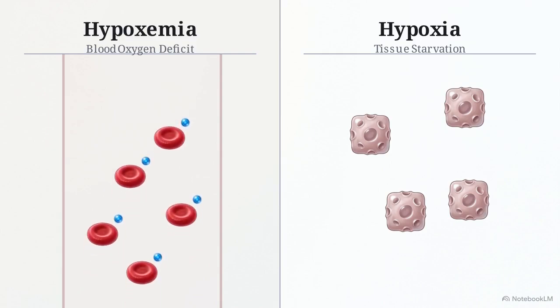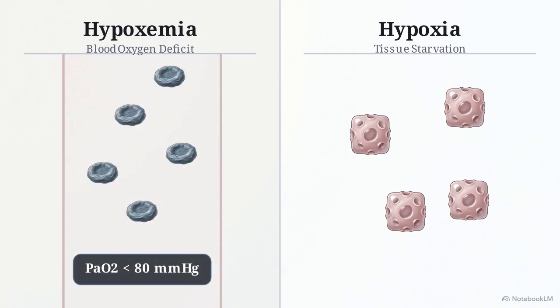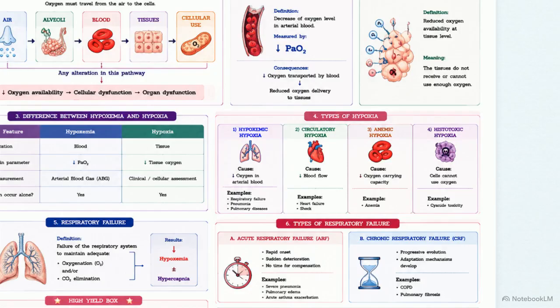A low PaO2 on an ABG indicates hypoxemia, which is strictly a deficit of oxygen in the blood. This is different from hypoxia, which describes a state where the actual tissues and organs are starved of oxygen. Looking at this chart, we categorize tissue hypoxia into four distinct triggers: hypoxemic, where the blood lacks oxygen; circulatory, where blood flow is too slow; anemic, where oxygen carrying capacity drops; and histotoxic, where the cells themselves lose the ability to use the oxygen provided.